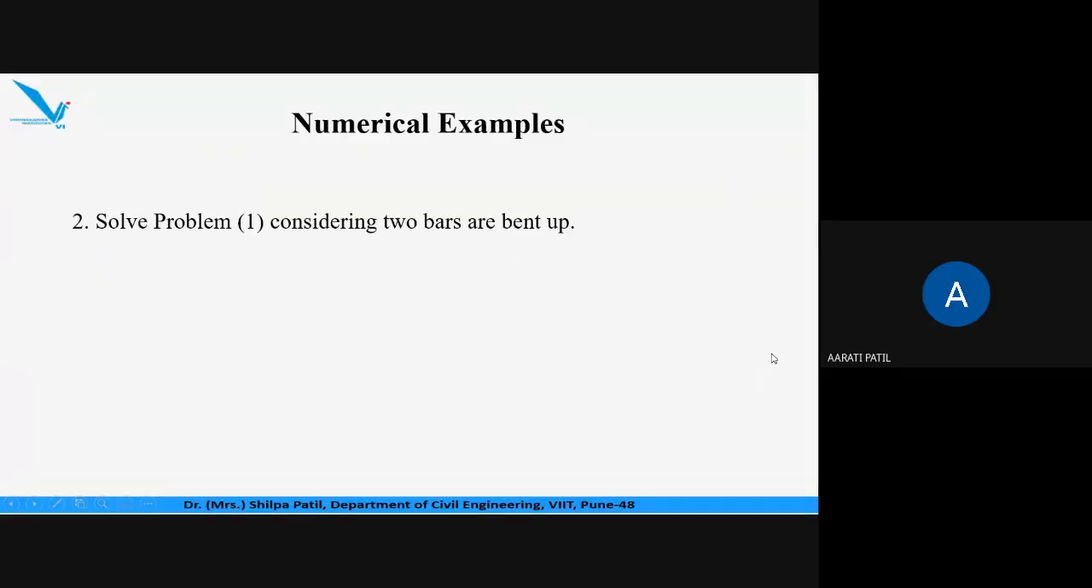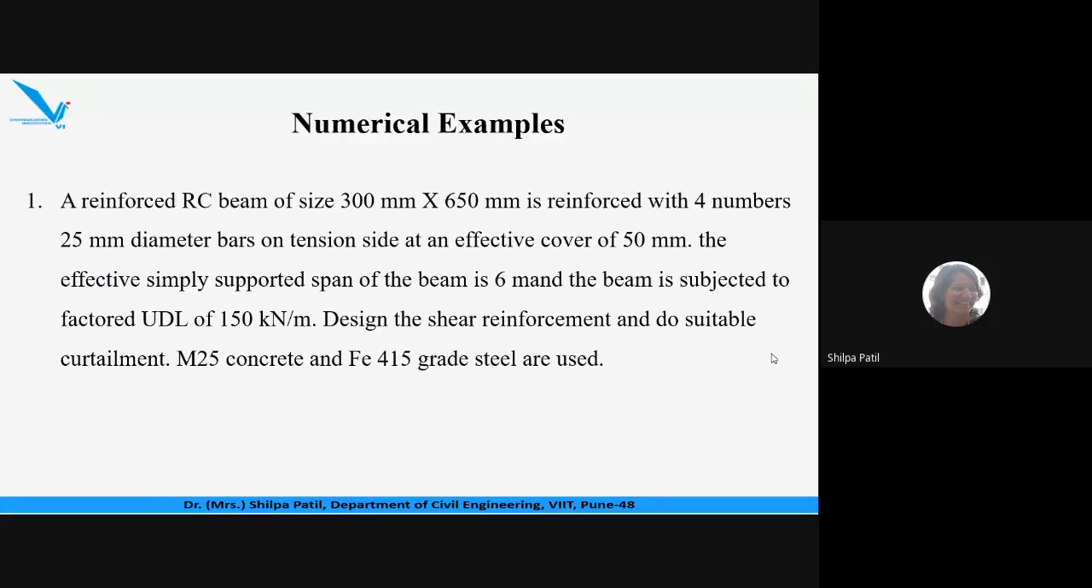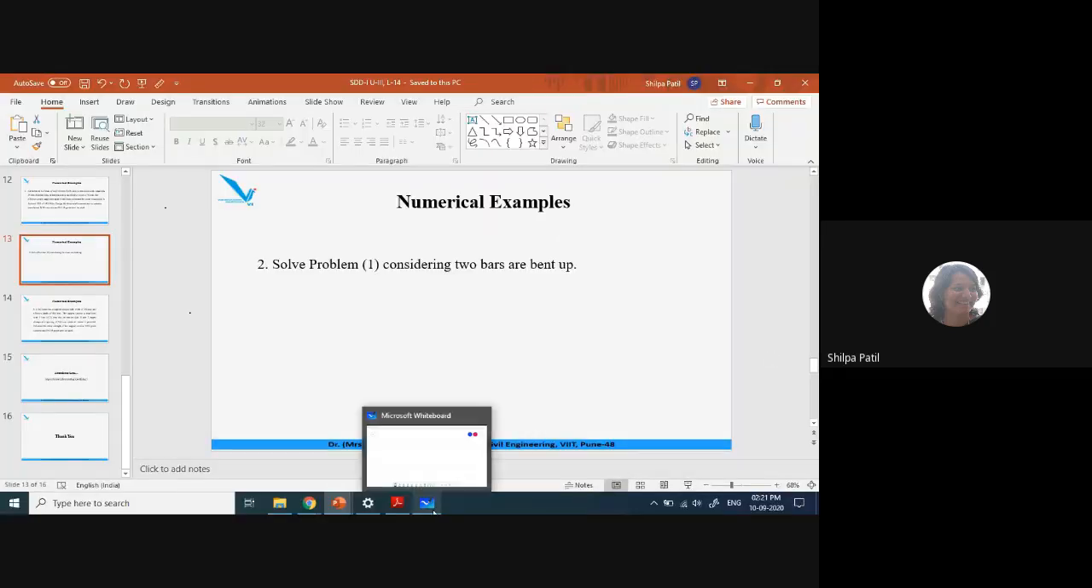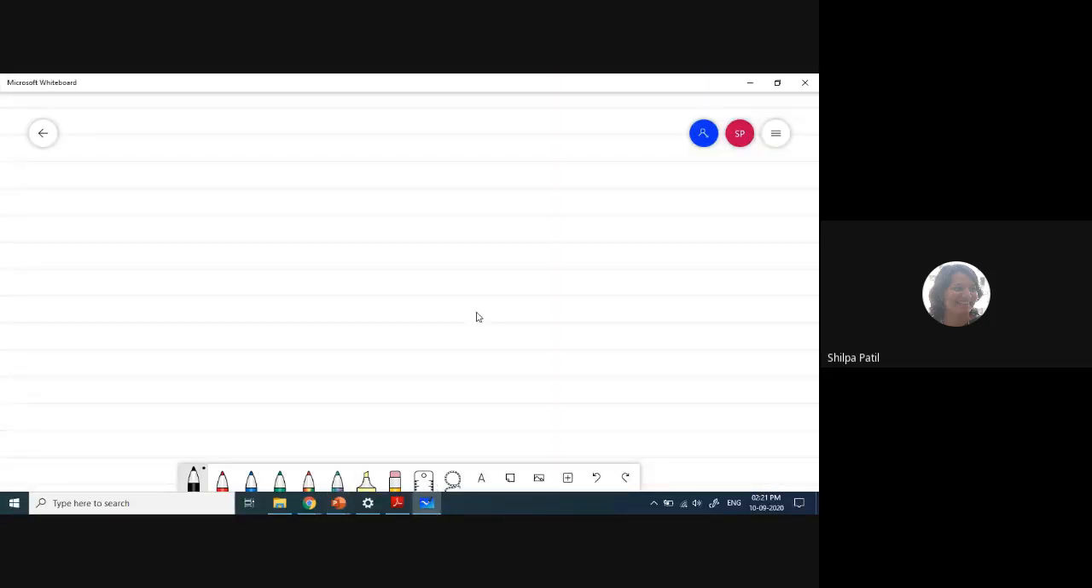Yes, ma'am. Okay. So we solved this problem statement yesterday during the lecture. For the same problem, we continued with the second problem, that is considering two bars are bent up. And we decided three different zones. So I will write down now whatever calculations you have done yesterday. You just quickly tell me the data. For zone 1, I think we have considered 0.8 meter length. Am I right? Yes, ma'am.